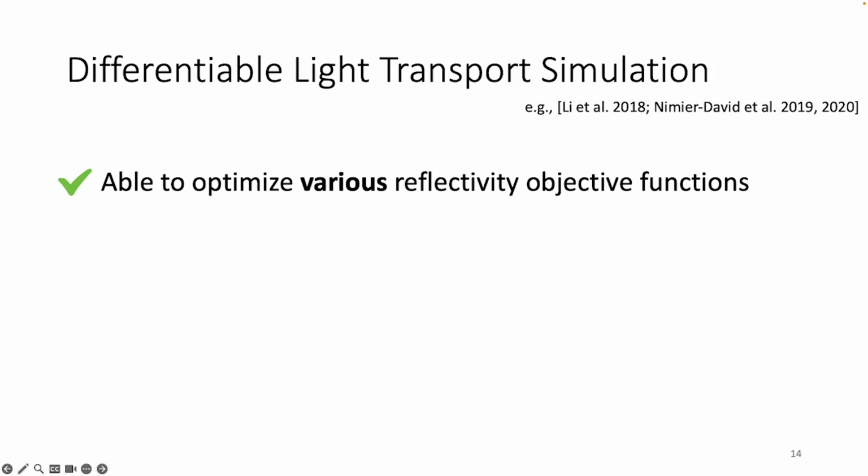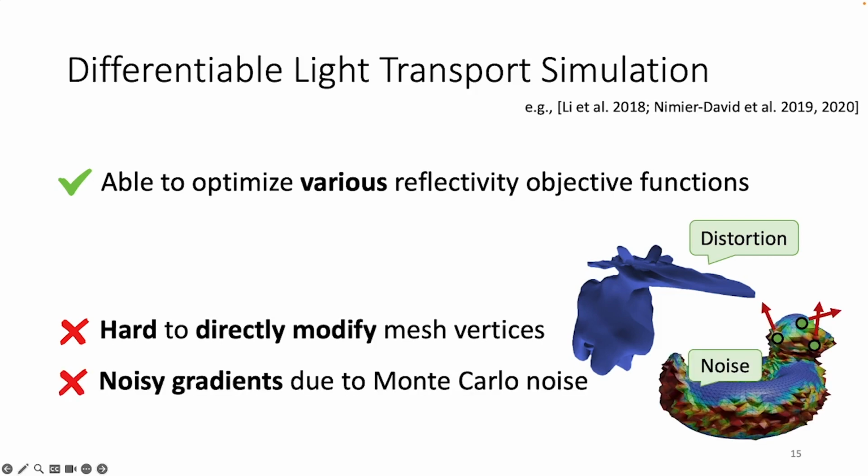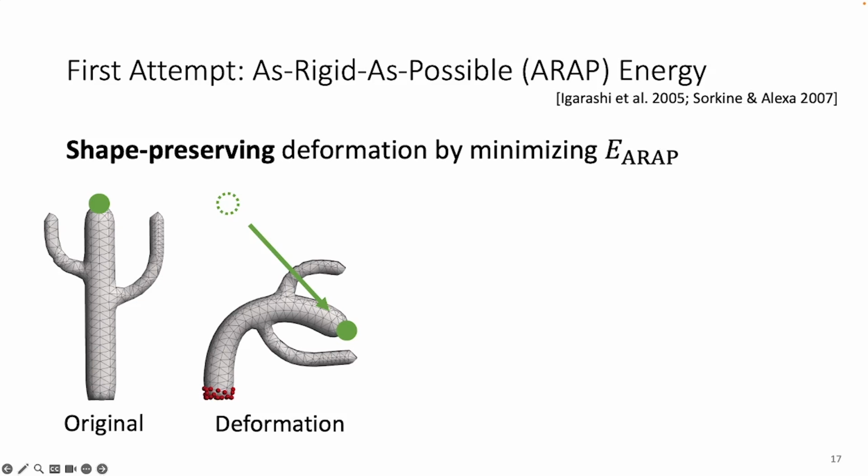But unfortunately, optimizing a mesh is a delicate task. In fact, carelessly updating vertices using their gradients can easily cause unacceptable distortion to the mesh. To make matters worse, light transport gradients typically contain noise due to stochastic Monte Carlo integration. So, to enable our application, we also need a strong shape regularizer that can keep the geometry during the reflection optimization. But what would be a good choice for the regularizer? A natural first attempt would be as-rigid-as-possible deformation, or ARAP, which has been used in many graphics applications such as animation, geometry processing, and fabrication.